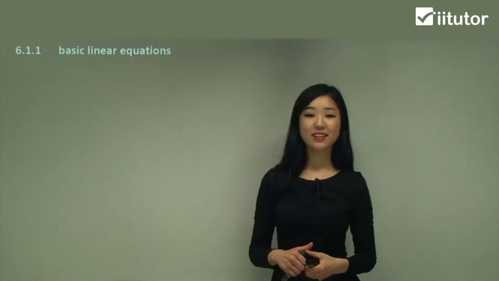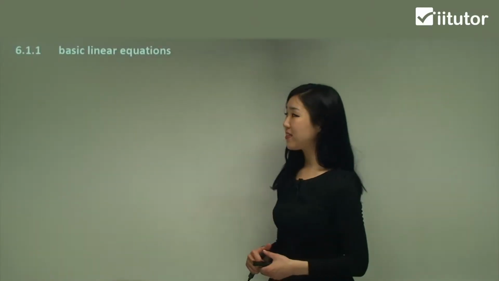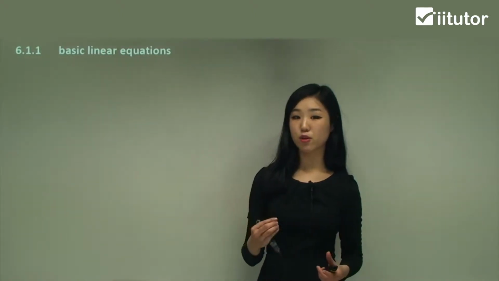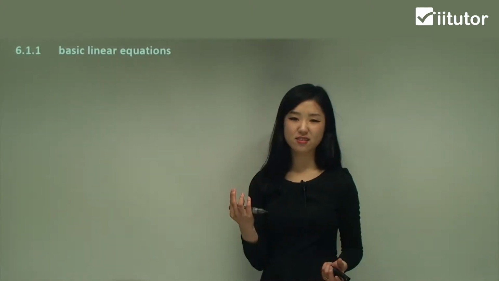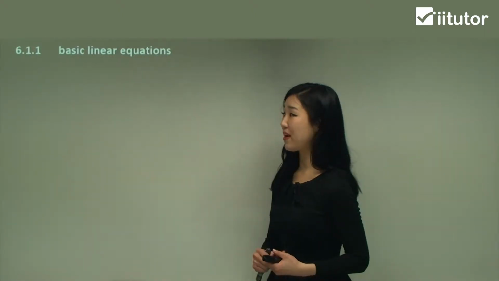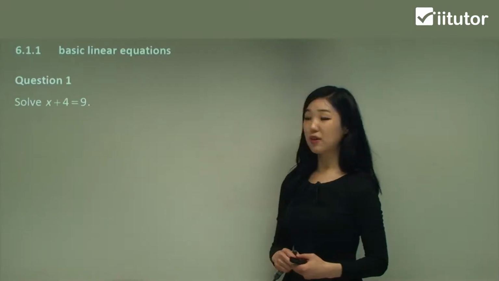Starting with our basic linear equations. Now, basic linear equations is talking about an equation that asks you to find a pronumeral. Okay, so we'll have x or a or something like that. We'll have to look for that. I'll show you some easy ways to find that. So let's get into question 1.